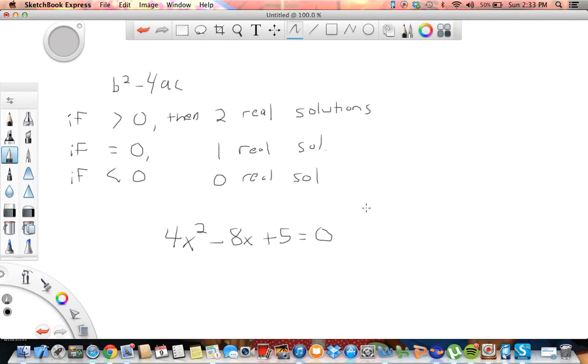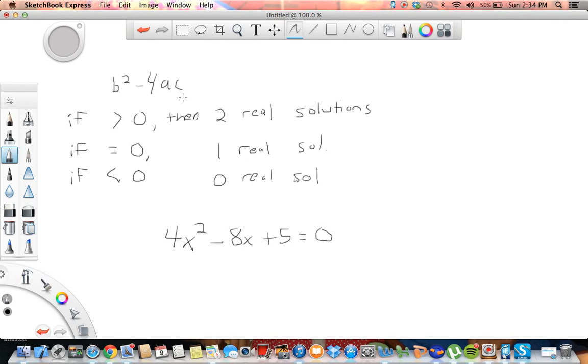Alright, so next we're going to use the discriminant of a quadratic equation to indicate the number of real solutions in the quadratic equation. So remember, this right here, up in the top left corner, is the discriminant, b squared minus 4ac. We've talked about that already.